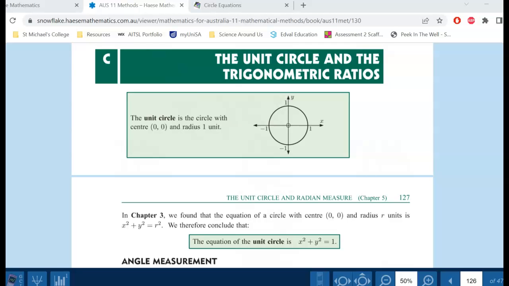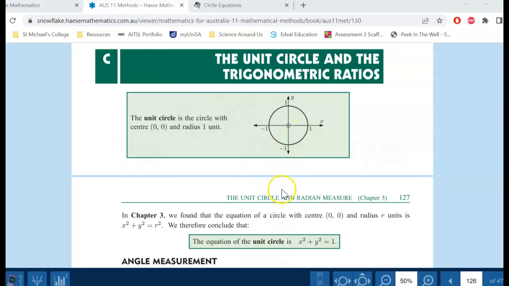Okay, so we now should have a good understanding of what radian measure actually means, and we're going to see some further applications of how we can use it. So the unit circle is basically a circle, as the name suggests, which has a radius of 1 unit, and its center is at the origin (0, 0). Here we have the unit circle depicted, and we can see the center at the origin, and it has a radius of 1 unit.